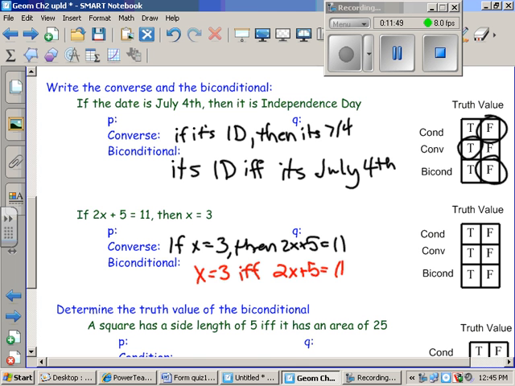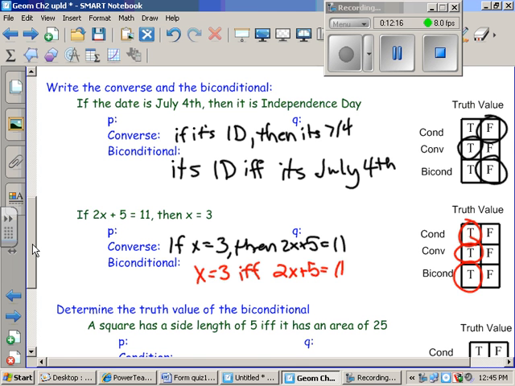All right, so let's test it and see if it works. If 2x plus 5 equals 11, then x equals 3. Is that true? Yeah. How about if x equals 3, then 2x plus 5 equals 11? So is the biconditional true? Yes, because the conditional and converse are true. So these are all going to be true in a row or not at all. Okay?